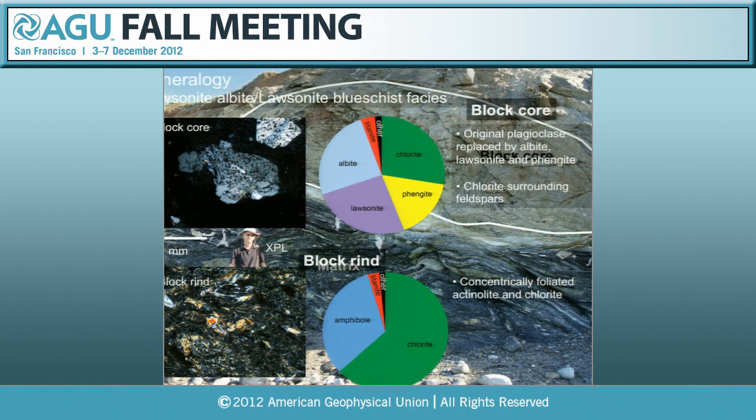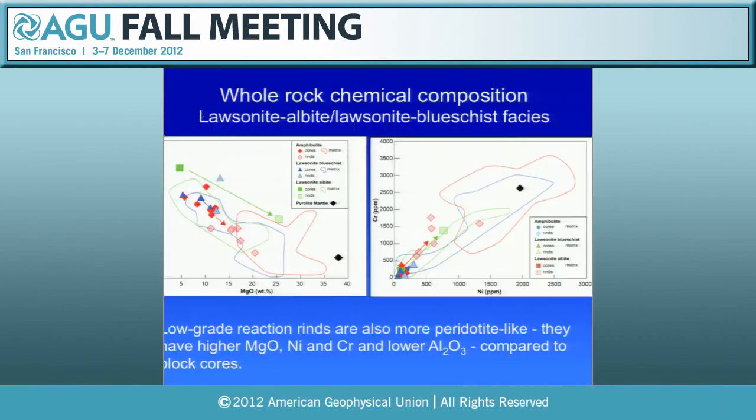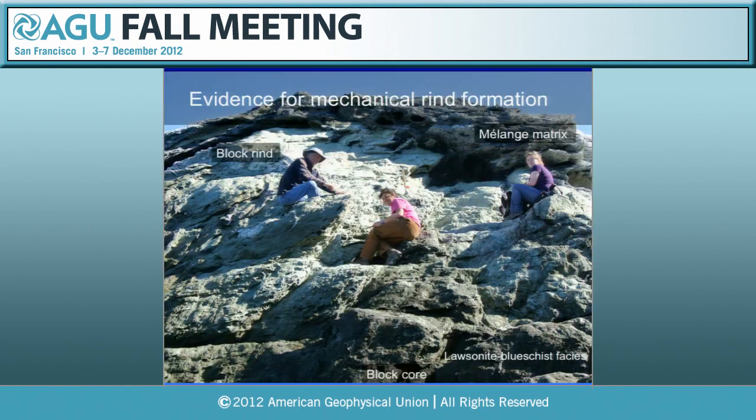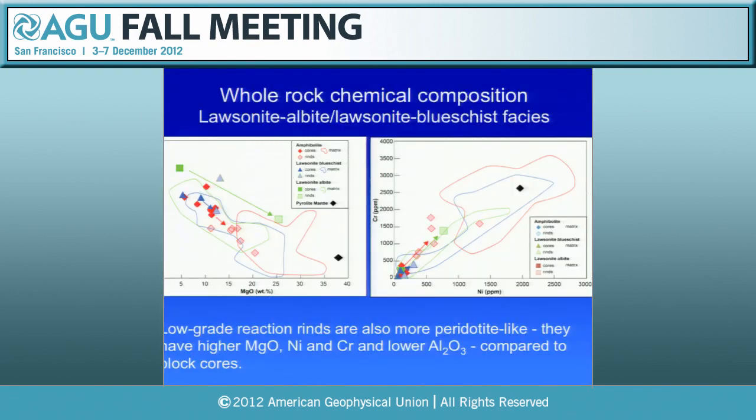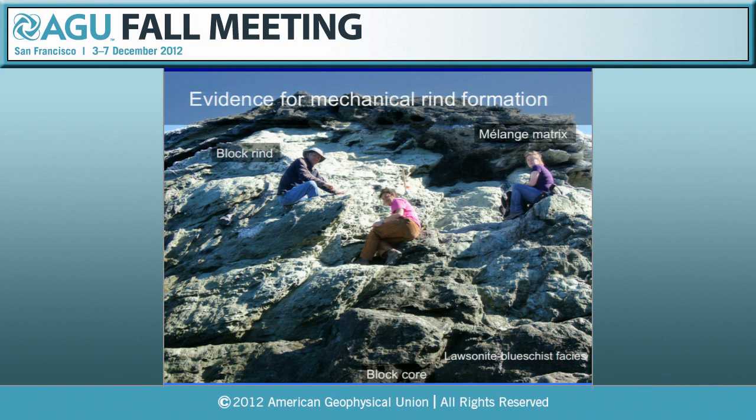The rinds are composed of amphibole and chlorite, and like the high-grade blocks, we see a concentric foliation in the low-grade rinds. Chemically, the comparison of rind composition to core composition is similar to what we see in high grade. So we've got, again, the filled symbols. The green is lawsonite albite facies. The blue is lawsonite blueschist facies. And you can see that the rind compositions have higher magnesium and lower aluminum, similar to the high-grade rinds, and also higher nickel and chromium, just like they do at high grade. So we've got similar chemical changes going on during rind formation.